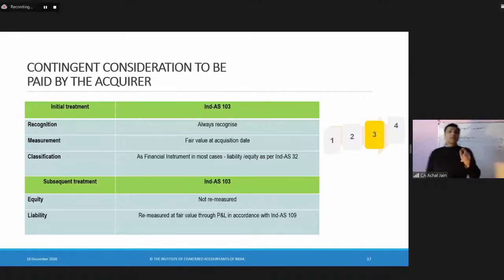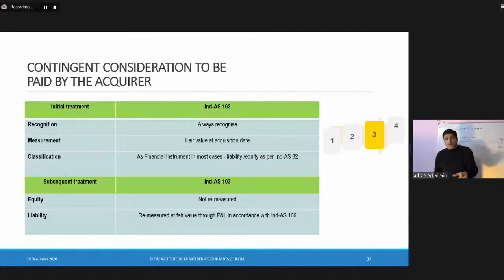And even there, what do we need to check? That the equity shares which the buyer will issue in future, is the number of those equity shares fixed today? Is the amount at which equity shares will be issued fixed today? If both of them are fixed, then it will be considered to be an equity instrument for the buyer.